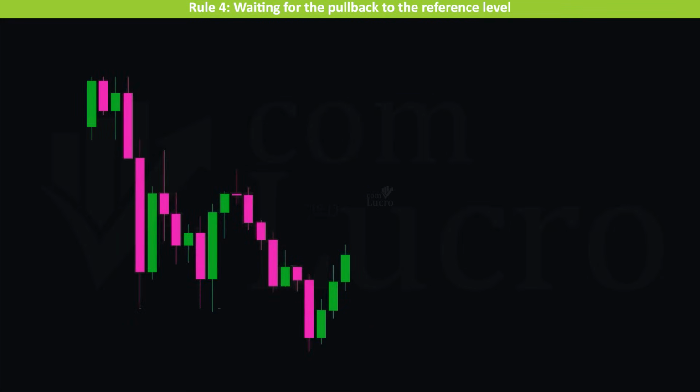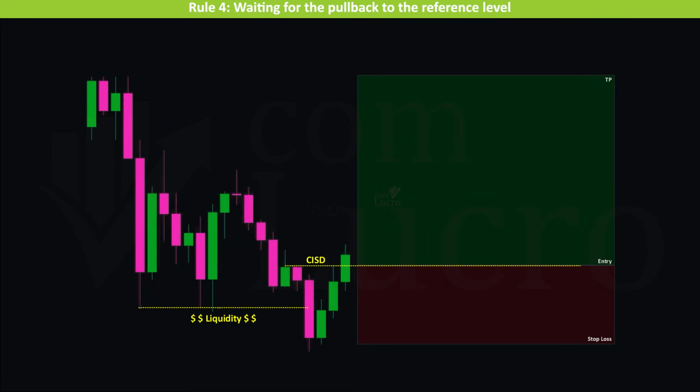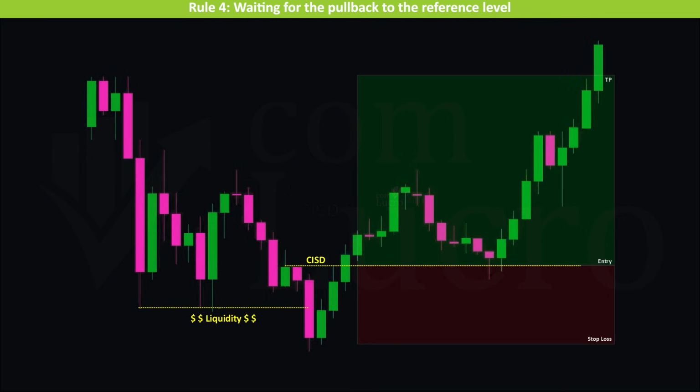Rule number 4, waiting for the pullback to the reference level. After price breaks below or above the origin point of the prior delivery, it is important to wait for a retracement. This pullback allows traders to evaluate whether price accepts the new state of delivery. Rather than viewing this strictly as a structural flip from support to resistance or resistance to support, the focus should be on how price behaves when it revisits this area. Acceptance or rejection during the pullback helps confirm whether the new delivery is likely to continue. Entering on the pullback improves your risk-to-reward ratio and provides clearer information about whether the new state of delivery is being accepted.